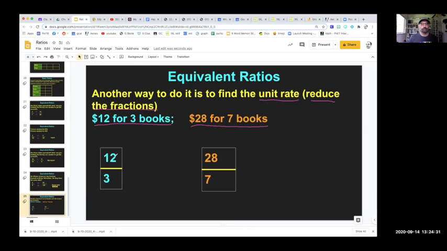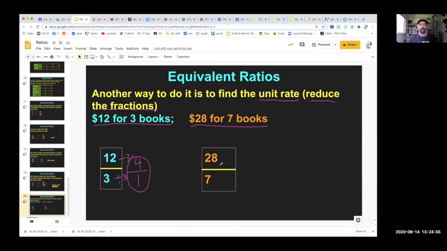Instead of trying to compare 12 and 28, we're going to just reduce this fraction as much as possible. Remember, to reduce, you divide by the biggest number that fits into both. The biggest number that fits into both 3 and 12 is 3. So divide by 3, divide by 3, and we get a 1, and 12 divided by 3 is 4. So this gives us 4 over 1. That's the unit rate for this.